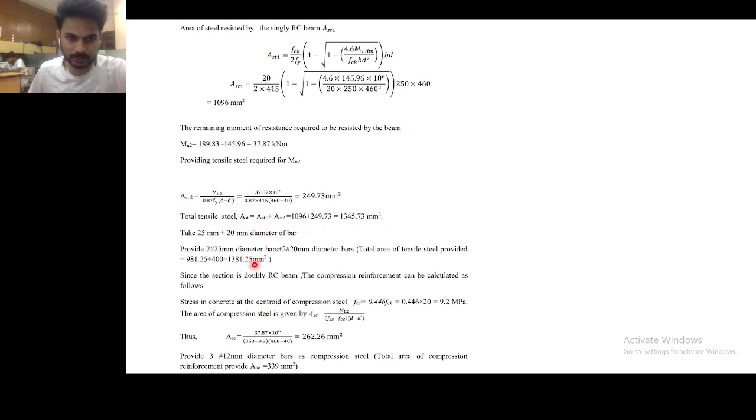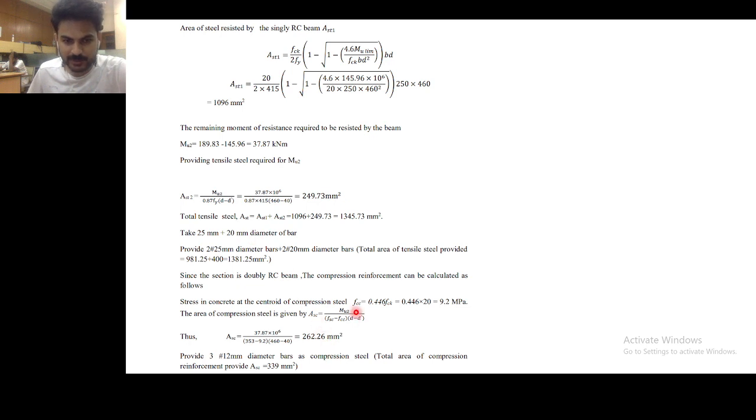So when the section is a doubly reinforced beam, the compression reinforcement can be calculated as follows. The stress in the concrete at the center of the compression steel, fcc, is 0.46 fck, which we have calculated many times, around 9.2. And the area of the compression steel in the given section, Asc, we have not calculated yet. Asc we can directly calculate in a similar way to how we calculated Ast2.